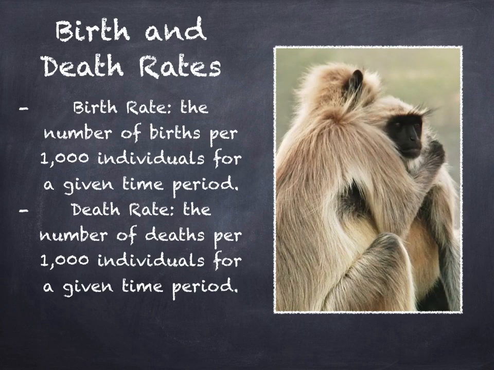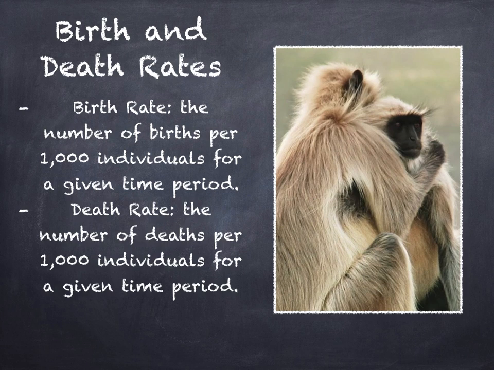Births and deaths. The most common way in which new individuals join a population is by being born into it. If more individuals are born into a population than die in any period of time, a population can grow. So when the birth rate, the number of births per 1,000 individuals for a given time period, is greater than its death rate, the number of deaths per 1,000 individuals for a given time period, the population may increase.